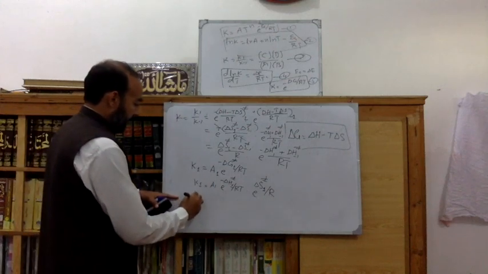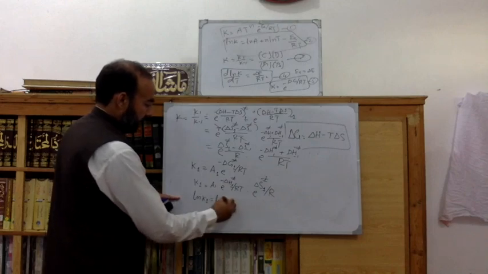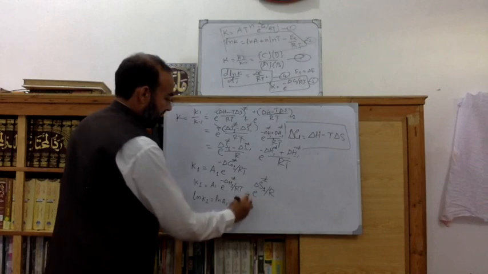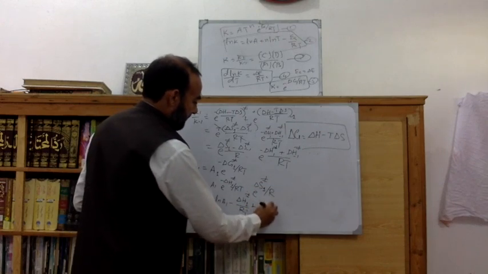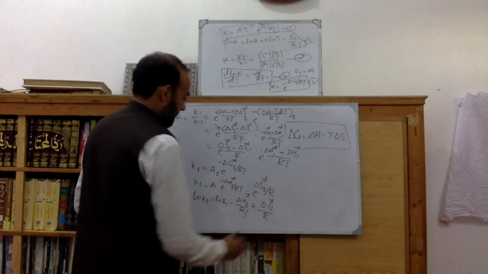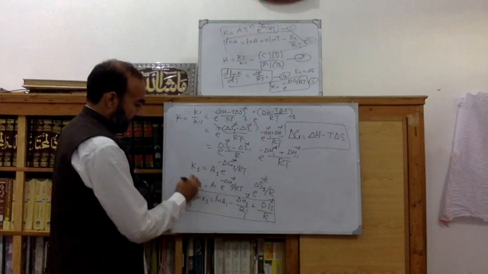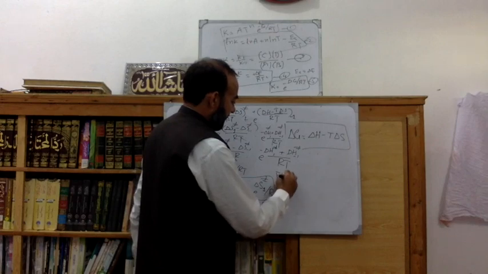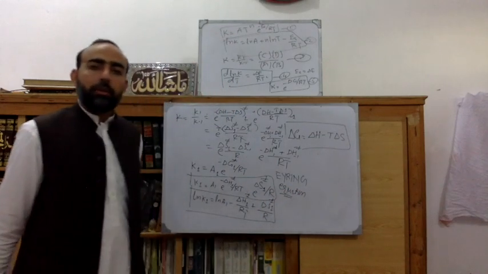Or in log form, ln K forward is equal to ln A1 minus ΔH1 for the forward direction over RT plus ΔS1 over R. So these are the different forms: this is the log form and this is the exponential form. These equations are called the Eyring equation, which explains the effect of temperature on the rate of an equilibrium system.